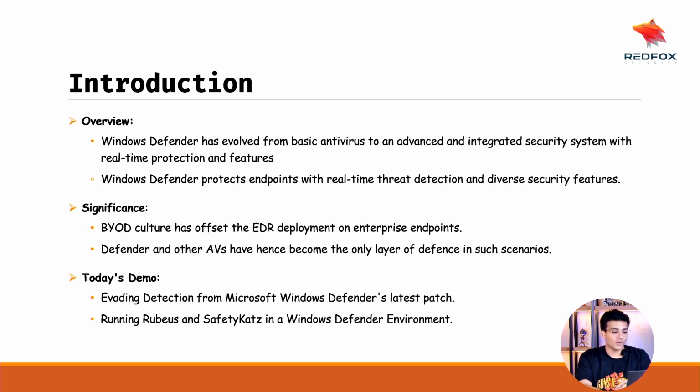So in today's demo, I'll take you through evading detection from Windows Defender's latest patch, and we will be running Rubeus and Mimikatz in a Windows Defender environment. I would like to add one more thing here: in the real engagements that we do, most of them have EDRs already installed, but there are a few environments that don't have EDRs. So they are solely dependent on the antivirus solution, or I would say the Microsoft Defender that is there. So there are instances where you can see that, and in those cases you might have to bypass that as well.